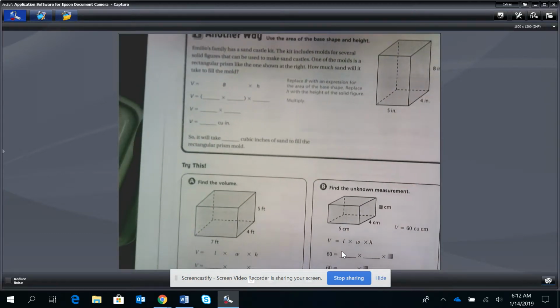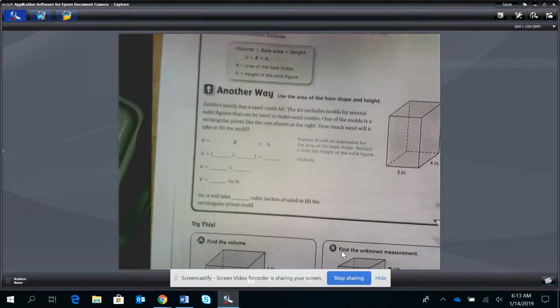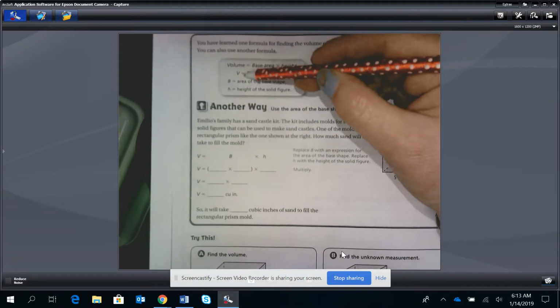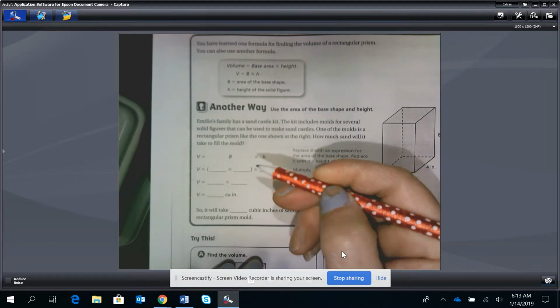Another way to do it is when sometimes they give you the base. And this is kind of important because your volume could also be base times height. Know that this here is your base. So 5 times 4 is 20.